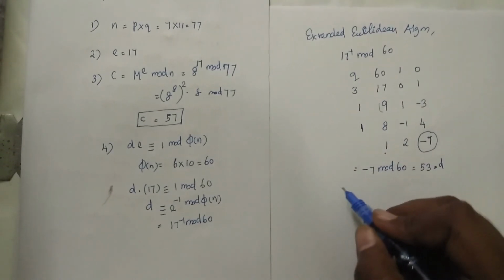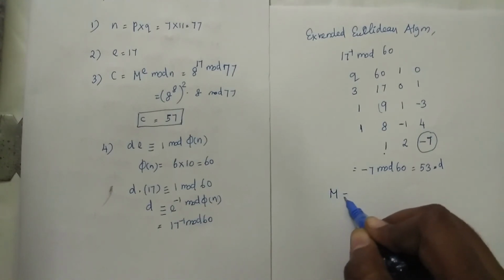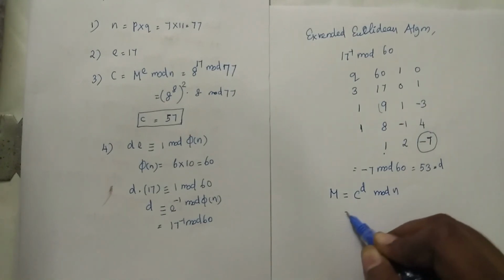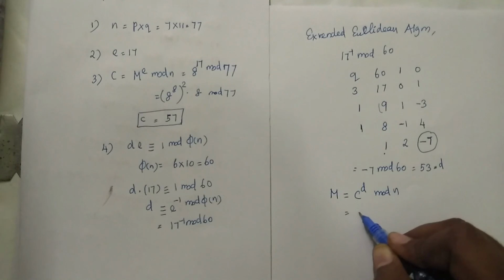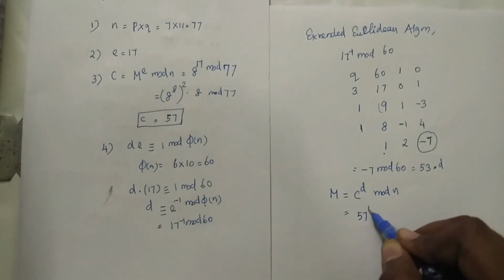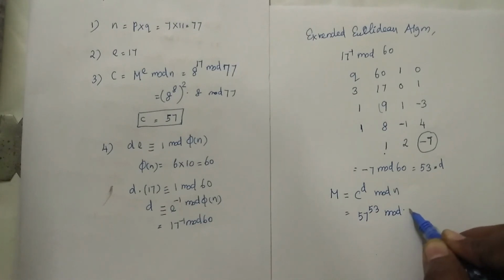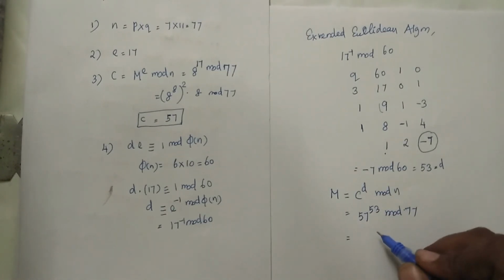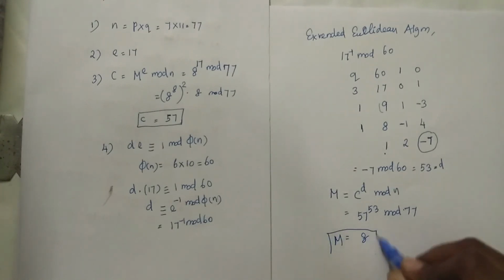And we just perform decryption. The formula is M equal to C power D mod n. C is the transferred value which is sent by the sender, that is 57 power 53 mod n. The n value is 77. By applying power modulo, we get the message as M. So it can be proved.